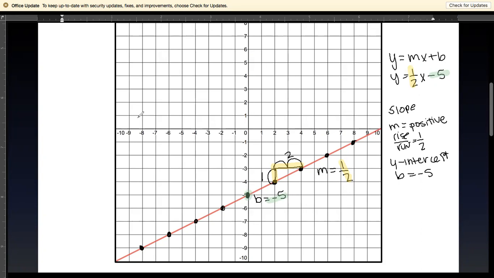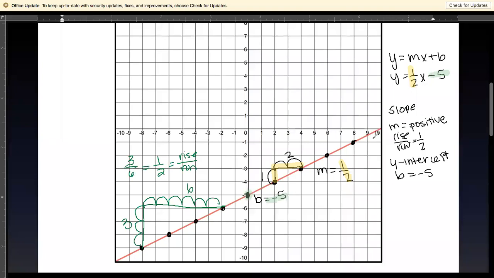Yep. Let's say I chose these 2 points instead. Did my rise over run: 1, 2, 3. 1, 2, 3, 4, 5, 6. 3 over 6 is 1/2. That will reduce into 1/2. So it doesn't matter which 2 points you choose, they'll have the same slope because they're on the same line.